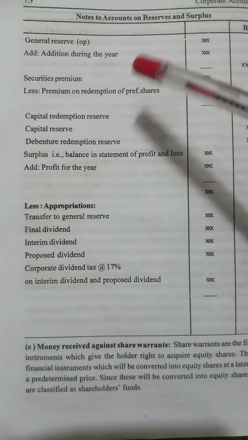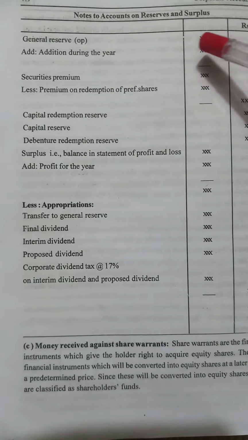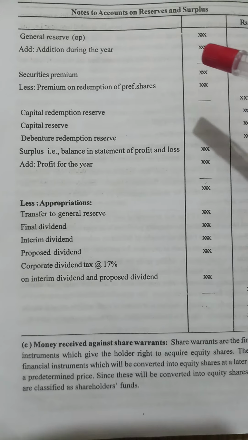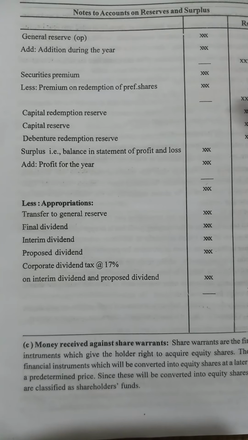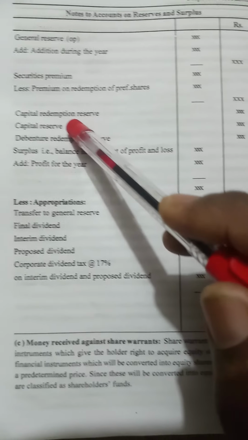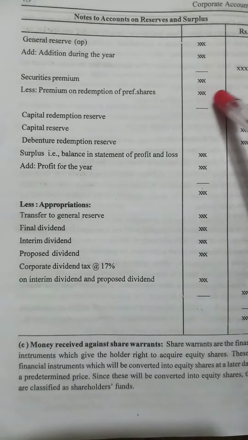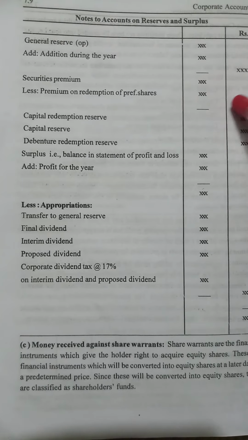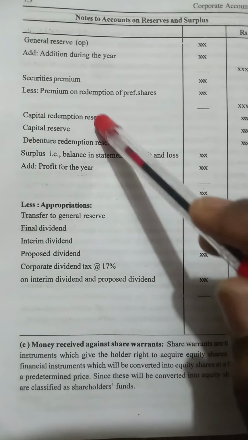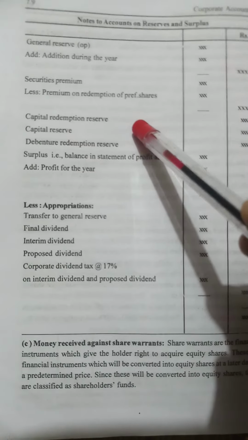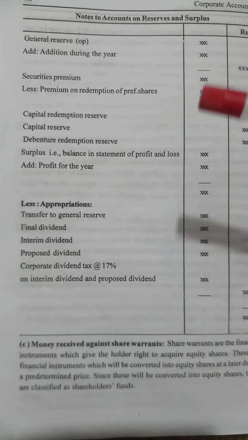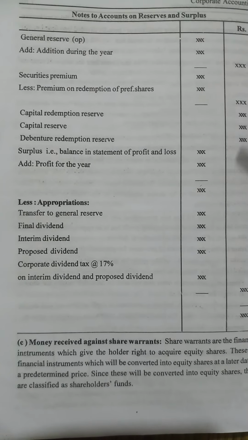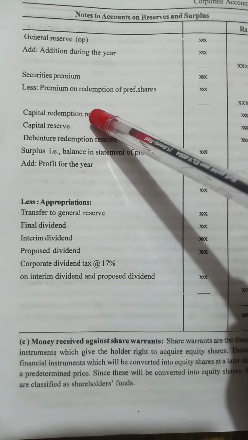So if there is any redemption, that is the repayment of the preference shareholders, we have to deduct it from the securities premium. The final amount will be posted in the amount column. The next term is capital redemption reserve. Capital redemption reserve is maintained for the redemption of preference shareholders. For that purpose this reserve will be maintained.